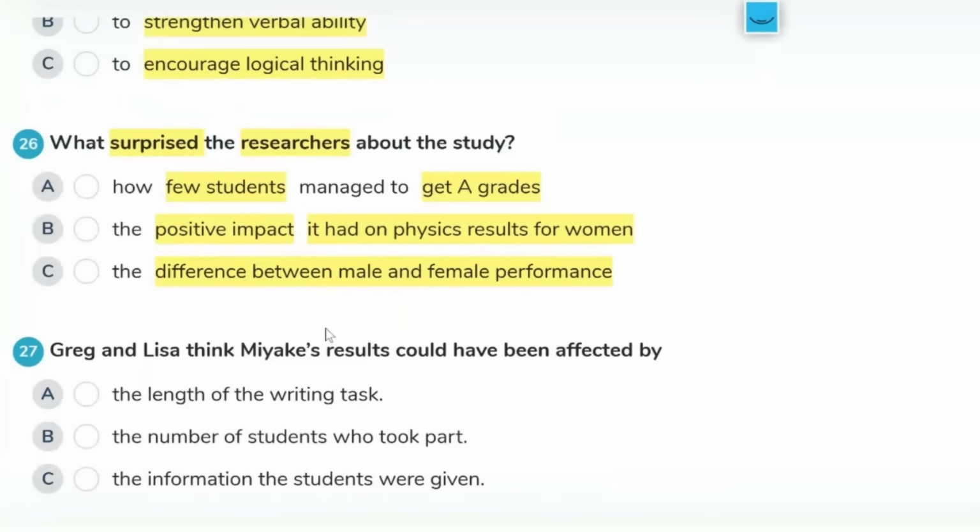But what the researchers in the study hadn't expected was that this one activity raised the women's physics grades from the C to the B range. A huge change.